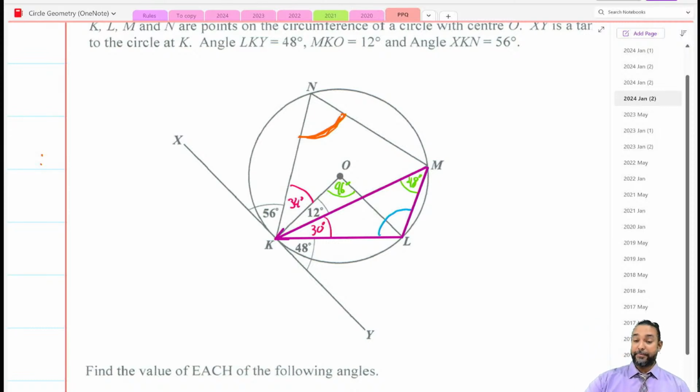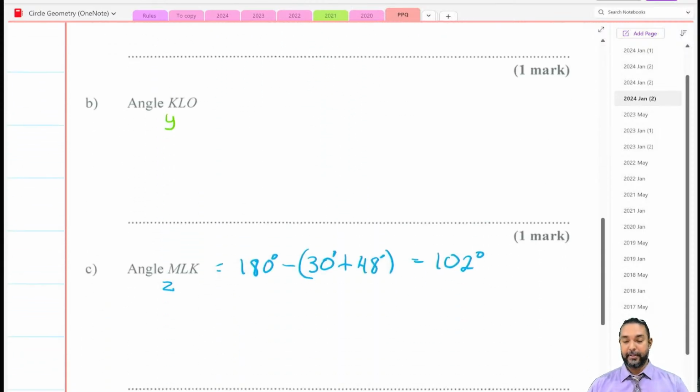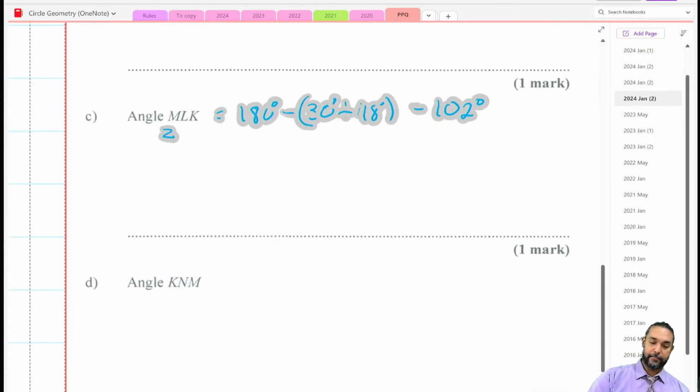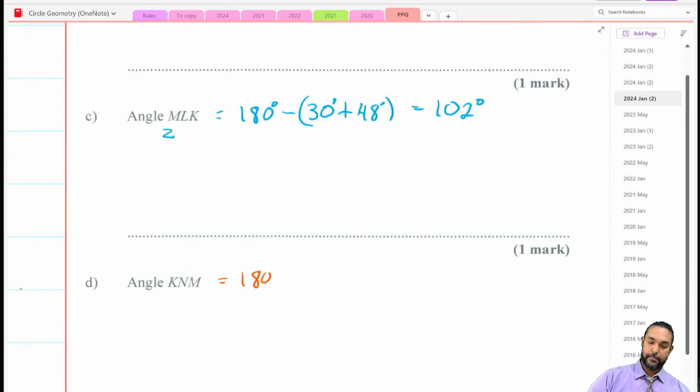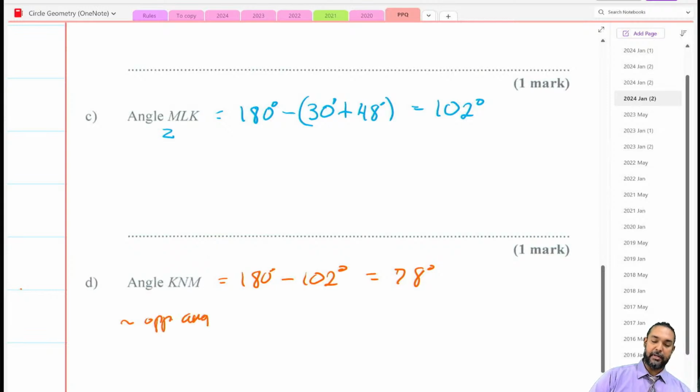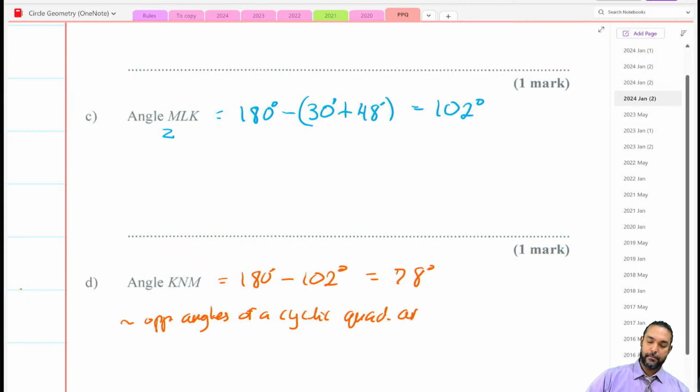Anyhow, so to find the angle at N, the orange angle is 180 minus the blue. And that's 78, right? This is because opposite angles of a cyclic quadrilateral are supplementary. Sorry about the scrappy writing, by the way.